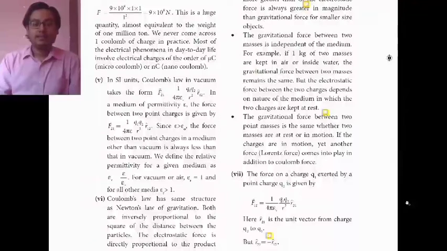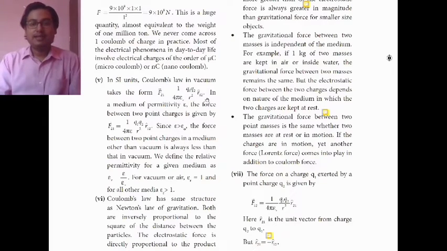All right, the next, 5th point, the fifth aspect of Coulomb's law. In SI units, Coulomb's law in vacuum takes the form F21 is equal to 1 by 4 pi epsilon naught into Q1 Q2 by R square into R cap 12. Here again, epsilon naught is the permittivity of free space.